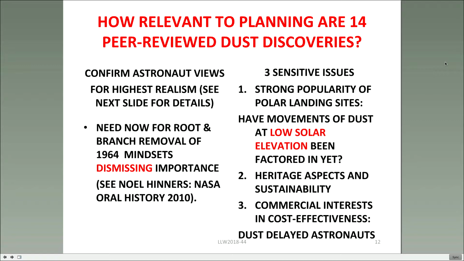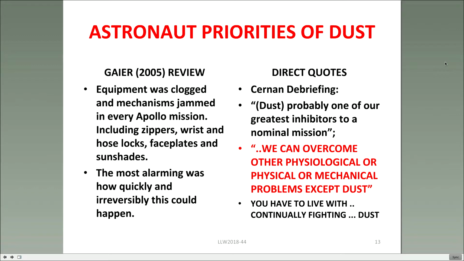Now the question is, how relevant are the 14 discoveries to date to future planning? They all confirm the astronaut views for highest realism. I'll show you that in the next slide. Gaia reports equipment was clogged and mechanisms jammed in every Apollo mission, including zippers, wrist and hose locks, faceplates and sunshades. And the most alarming was how quickly and irreversibly this could happen. Right-hand side has quotes from the debriefing by Gene Cernan. Next slide.